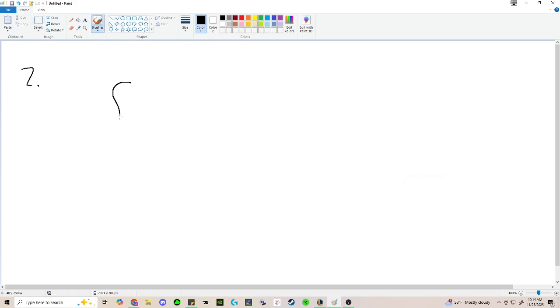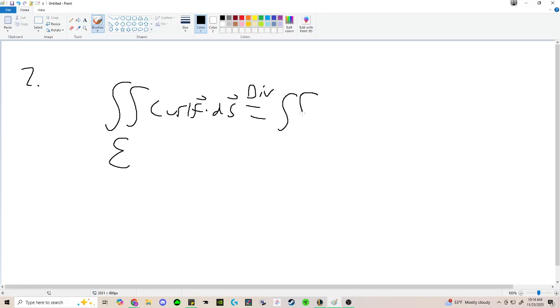Well, what we can do is we can say that the integral over epsilon of curl of F dotted dS is going to be equal to, by the divergence theorem, the integral over our solid, so let's call it a balloon, the integral over our balloon of the divergence of curl F dV. And if we were in class here, I'd be asking, okay, well then what do we think this is?